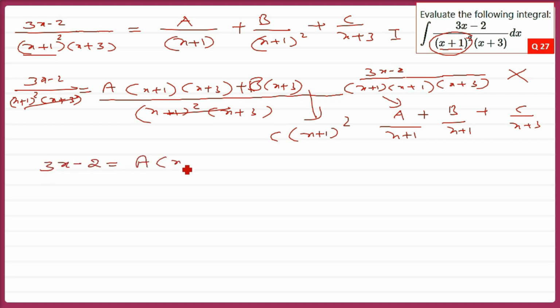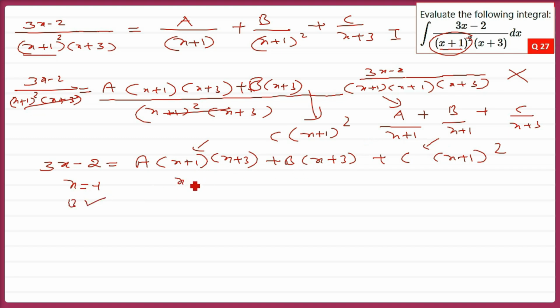So this equation I am writing again. 3x minus 2 will be equal to A into x plus 1 into x plus 3, plus B into x plus 3, plus C into x plus 1 whole square. Now, as in previous 26 questions we have done, if you put x equals to negative 1, this will disappear, this will disappear, B you will get. But when you put x equals to negative 3, this will vanish and this will vanish, C you will get. How about A? From where are we going to get A? That's an issue. So we need to multiply this out and then we will equate the coefficients of similar terms.